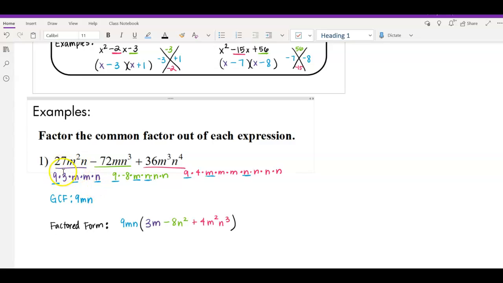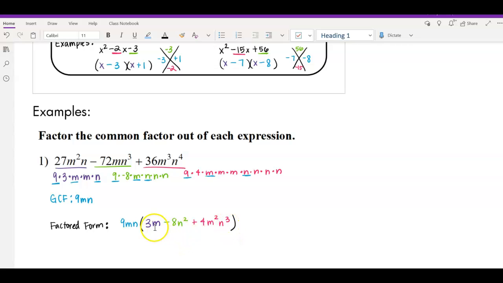What's left in my first group? 3 times m. What's left in my middle group? -8, and then 2n, so that's n squared. And then in my last group of 4, 2 m's and 3 n's. So I have m squared and n to the third power.